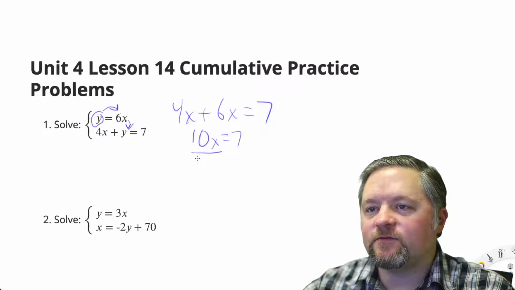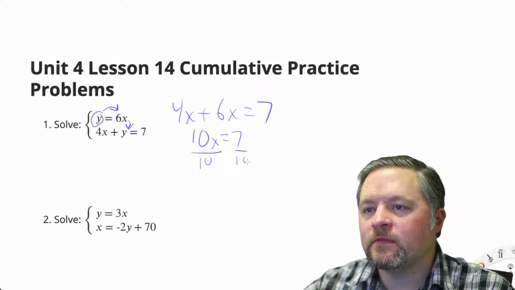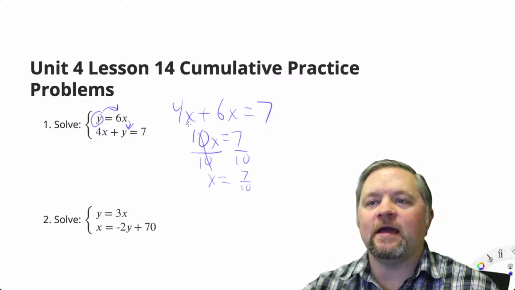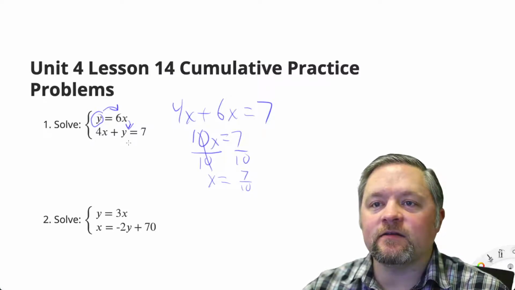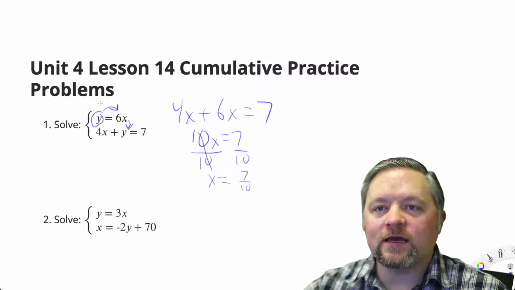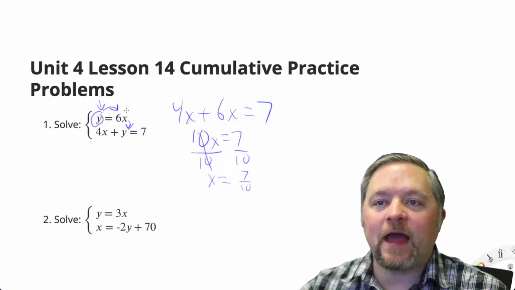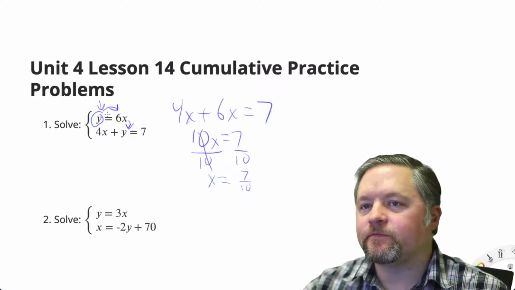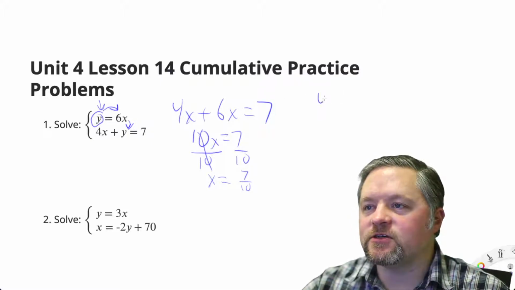Now, what does x equal? To get the x by itself, I have to divide each side by 10. Those cancel. x equals 7/10. Now, am I done? No way. I have to go back in and figure out what y is, which means I have to substitute x equals 7/10 back into one of the original equations. This equation right here is already solved for y, so that's a good spot.